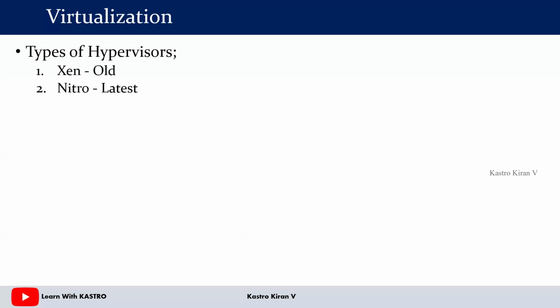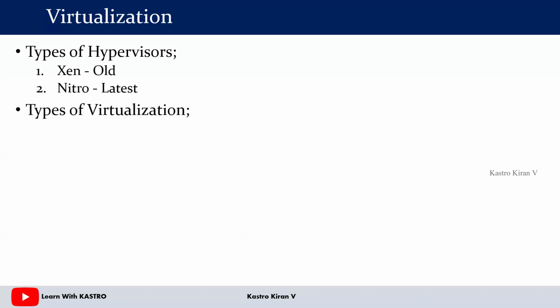But currently, we don't need to bother much about the details of what is a Xen and what is a Nitro hypervisor. The only thing that you have to remember here is AWS is currently supporting only the Nitro-based hypervisors because of its fastness and also because of its advanced features. These are the two types of hypervisors that we have.